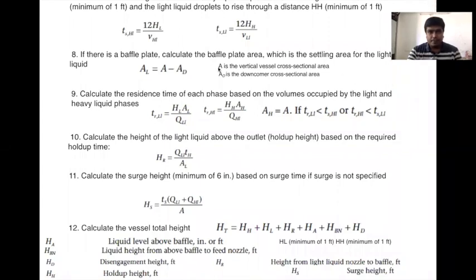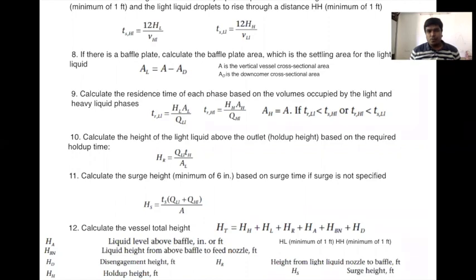And then further, in step number 8, if there is a baffle area of the plate, calculate the baffle area, which is the settling area for the light liquid. Next we have to find out the residence time where this area will be required. So in step number 9, first we have to find the baffle area, which is nothing but the settling area for the light liquid.